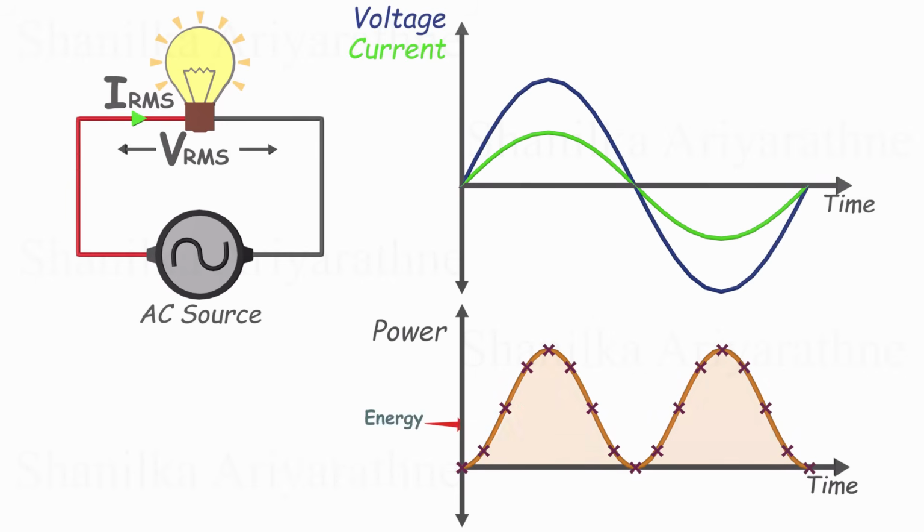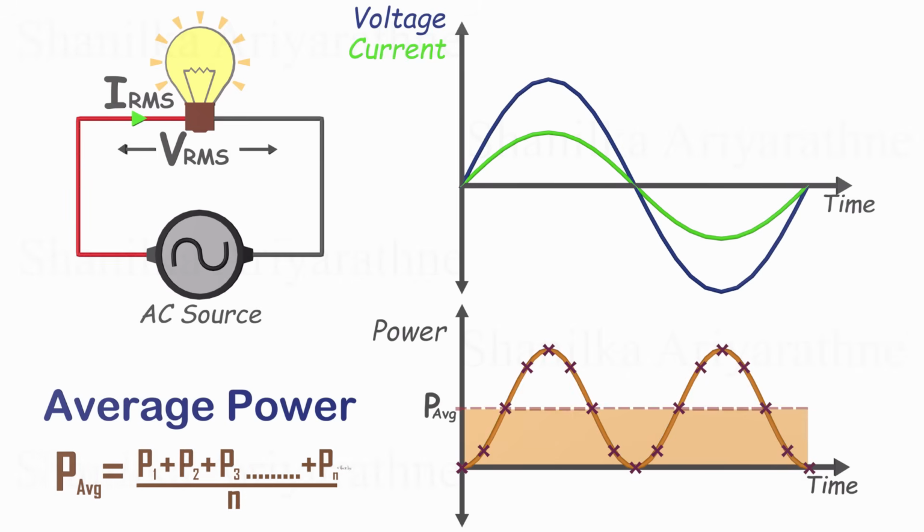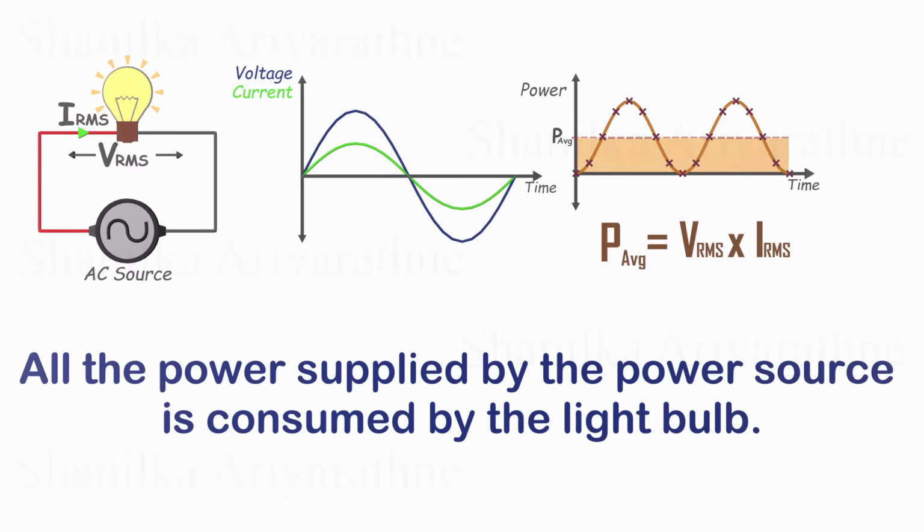The area under the power curve represents the transferred energy. If we calculate the average power of this graph, it will be equal to the power calculated using RMS values. Still, we can say that all the power supplied by the power source is consumed by the light bulb. Right now, we have a basic understanding of how we calculate the power of AC and DC circuits.